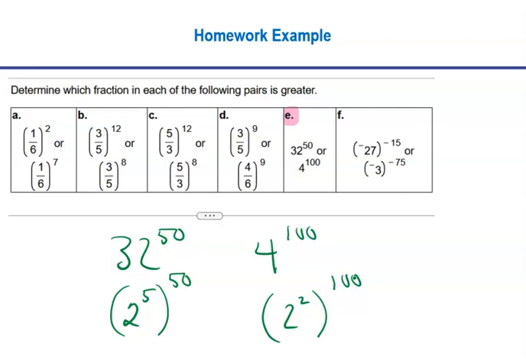I didn't leave myself room. Let's squeeze it down here. 5 times 50 would be 2 to the 250. 2 times 100 would be 2 to the 200. Can you tell which one's bigger?